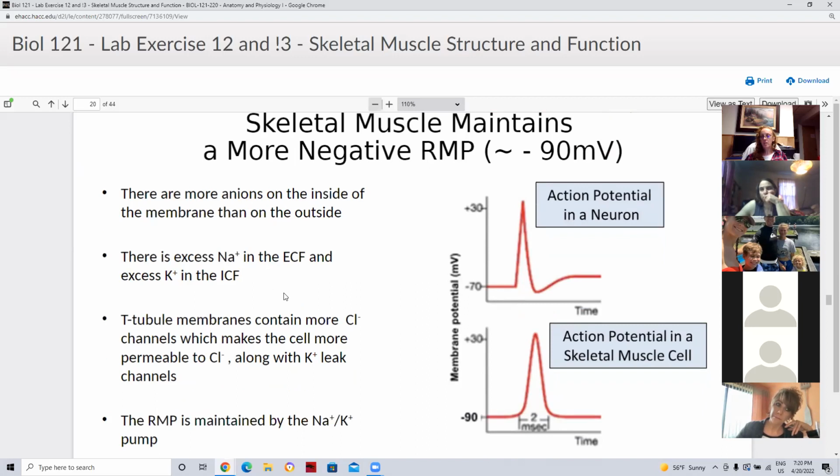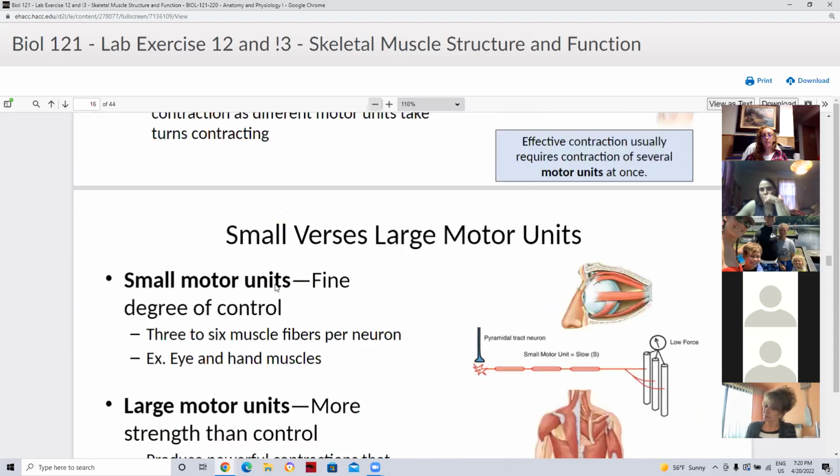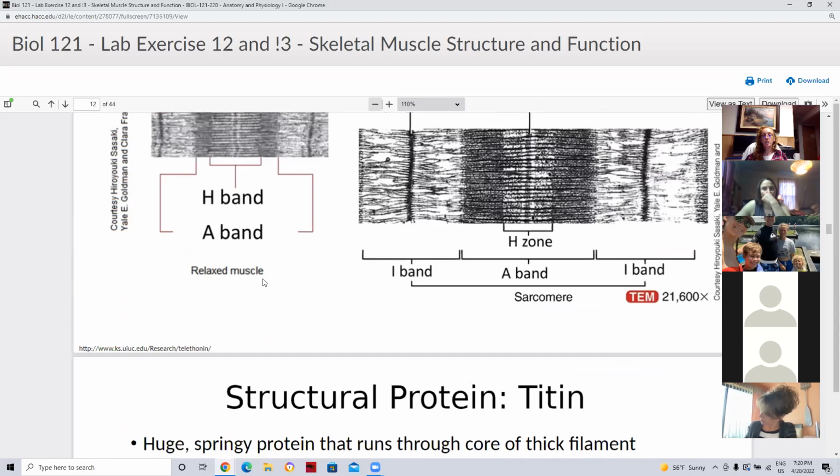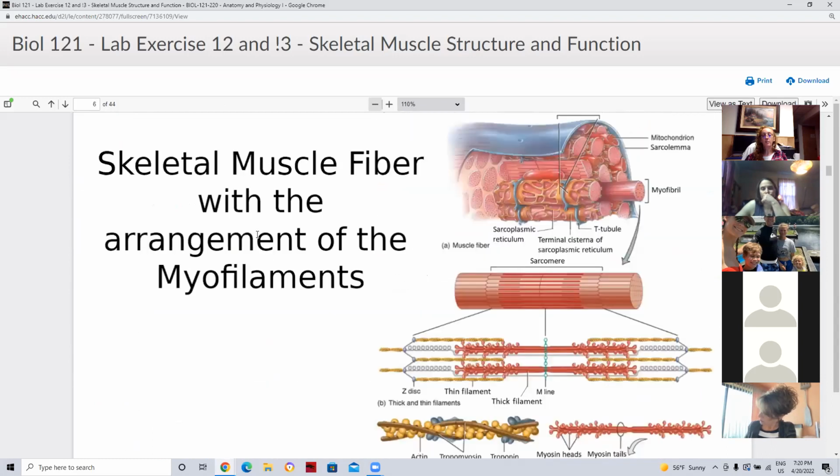And the T-tubular membranes, did we talk about T-tubules the other day? Maybe. The T-tubules are indentations in the plasma membrane.